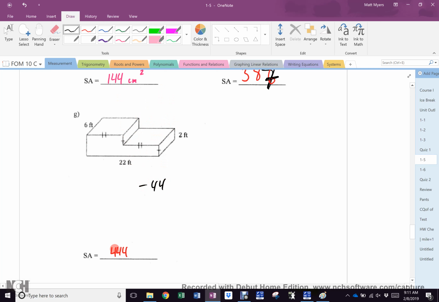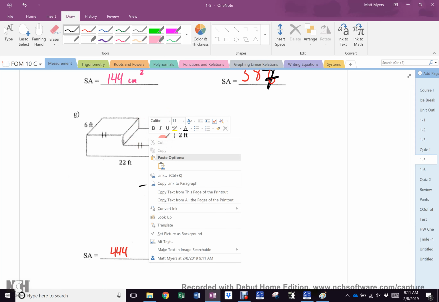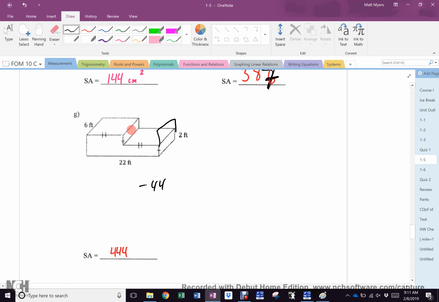Pardon? Isn't it missing 3 times? Nope, it's missing. If I draw it properly, this is what's missing, this is what's missing. Because this roof is right here, right? And this edge is right here. So the only thing missing is that rectangle right there. And it's missing twice. Once at the front, once at the back.